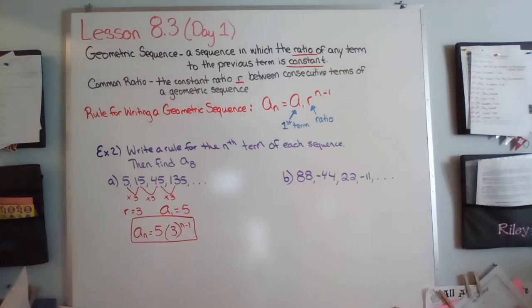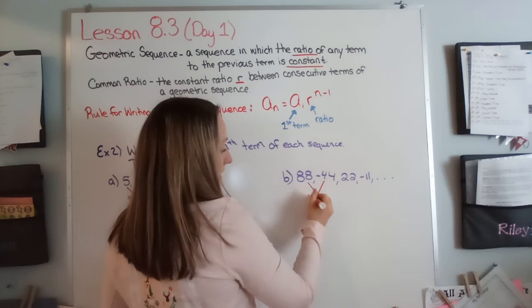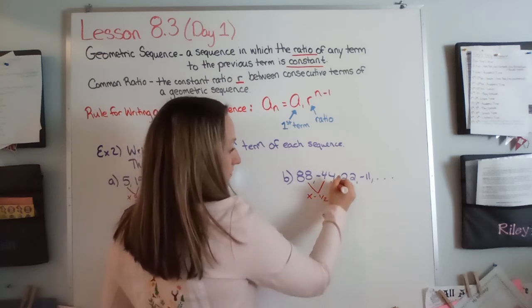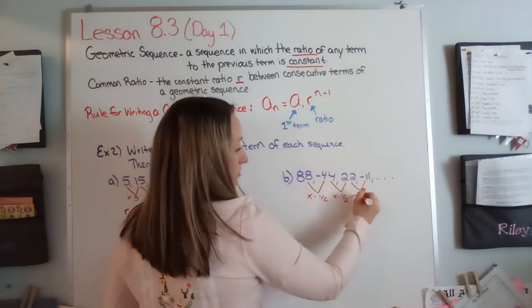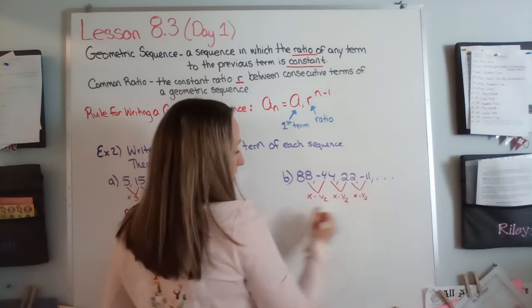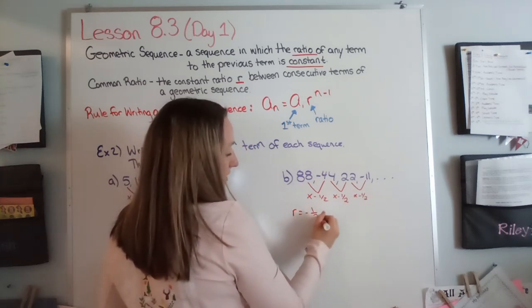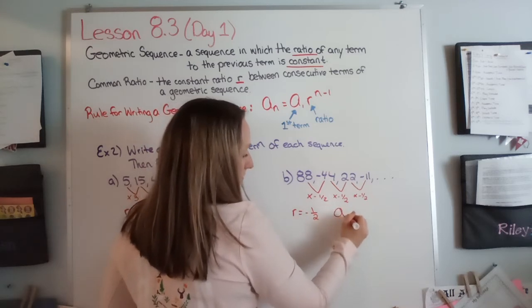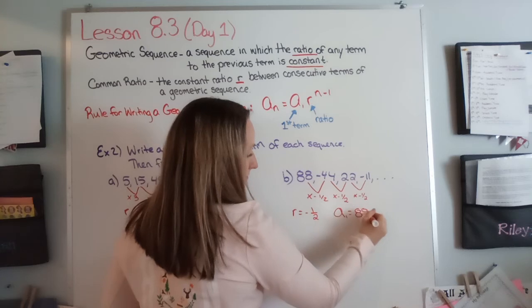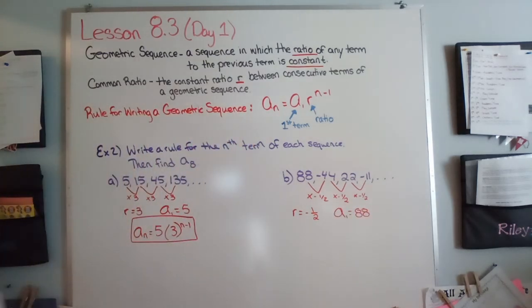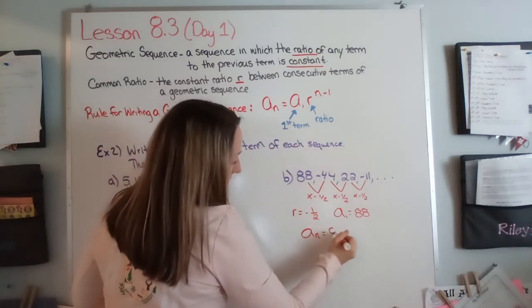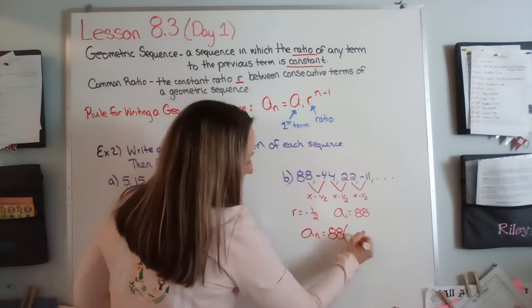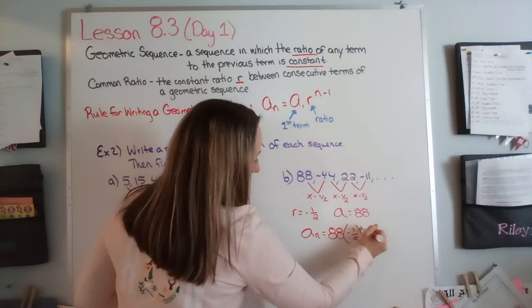First, find the common ratio. Make sure it is geometric. So here, I'm multiplying by negative 1/2. 44 to 22, multiply by negative 1/2. 22 to negative 11, multiply by negative 1/2 as well. So my r value is negative 1/2, and a sub 1, the first term, is 88. Okay. So just filling in that information to write your rule, you have a sub n equals the first term, 88, times negative 1/2 raised to the n minus 1.